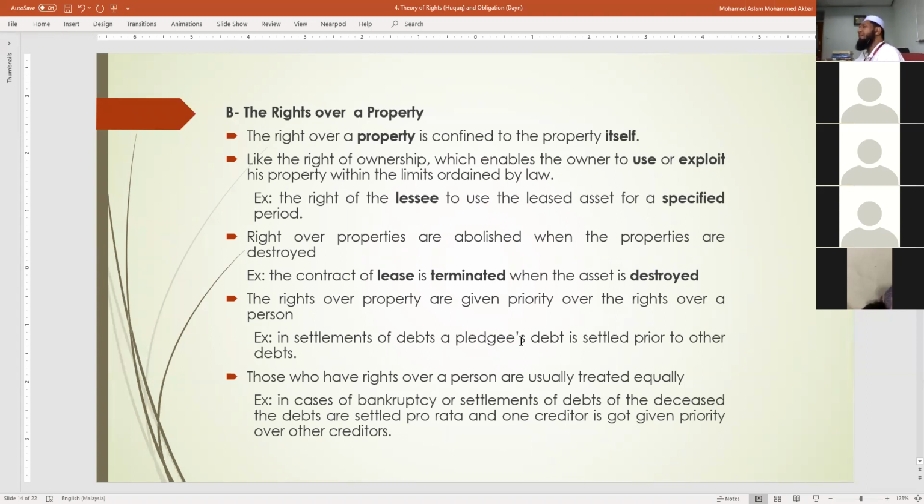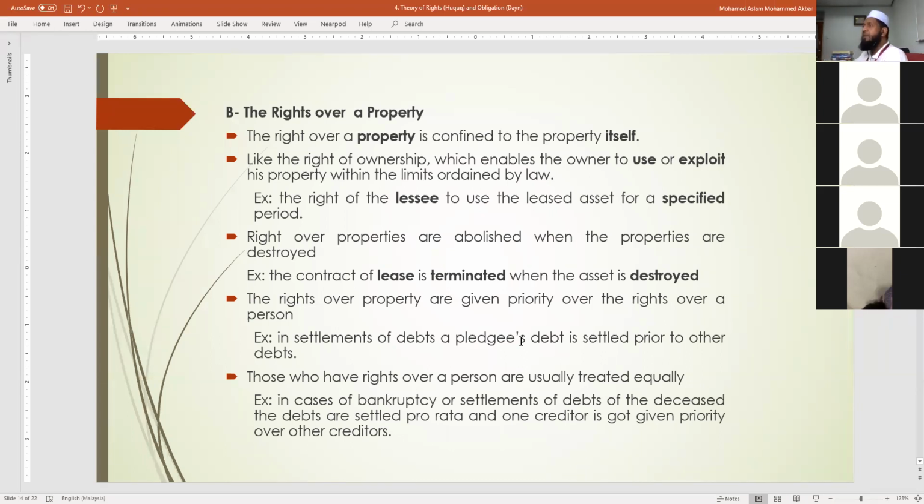It is confined to the property itself, like the right of ownership, which enables the owner to use or exploit his property within the limits ordained by law. For example, you bought this phone, so this is your property now. So there are rights over a property, which means, what are the things I can do with this phone? I can use it, I can text, I can send messages, I can watch video, I can do my assessment, my assignment, and everything. This all comes together with this property.